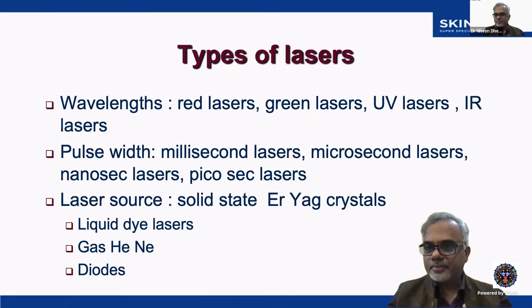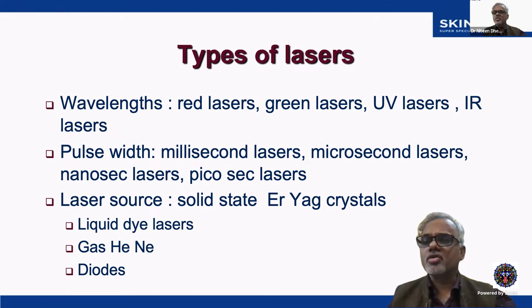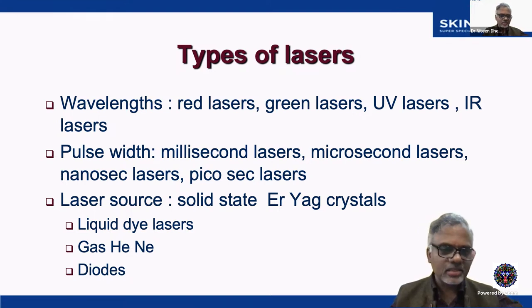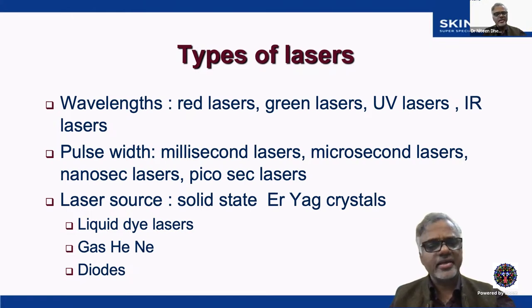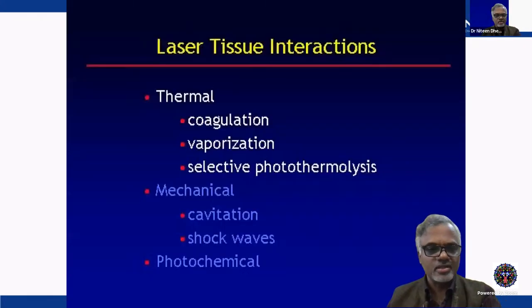Lasers can be classified by wavelength, like red lasers, green lasers, ultraviolet, and infrared lasers. According to exposure duration, there are millisecond, microsecond, nanosecond, and picosecond lasers. According to the laser source, solid, like crystals; liquid, like dye lasers; gas, like helium lasers; and electronic sources like a diode. So lasers can be classified in different ways.